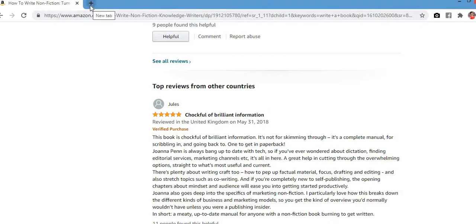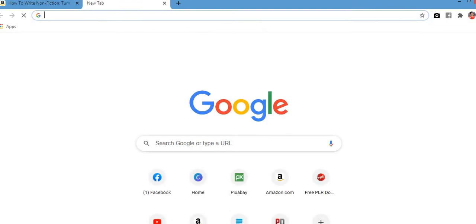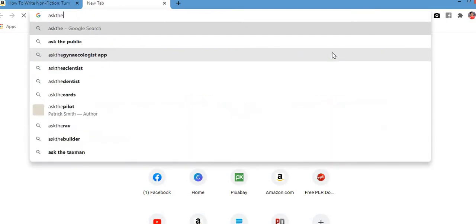So the next thing that you need to use while making your research, your audience research, to find out what is going on in the mind of your audience, what your audience needs, is to use a tool. You need to use a tool. There's a tool that I use. It's called Ask the Public.